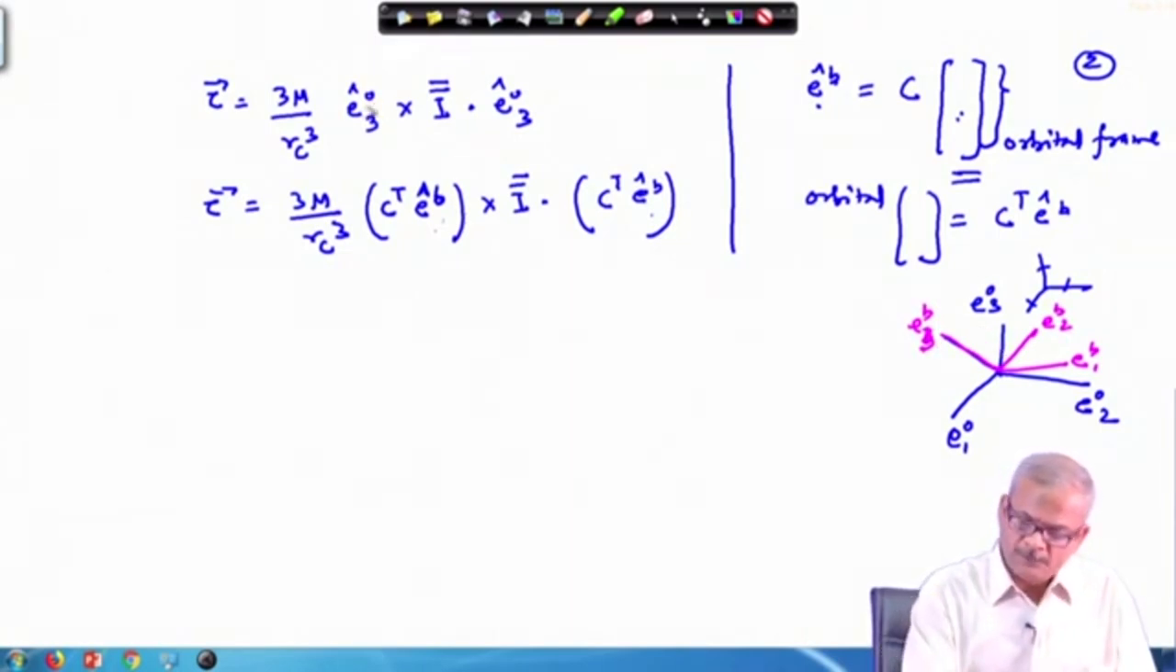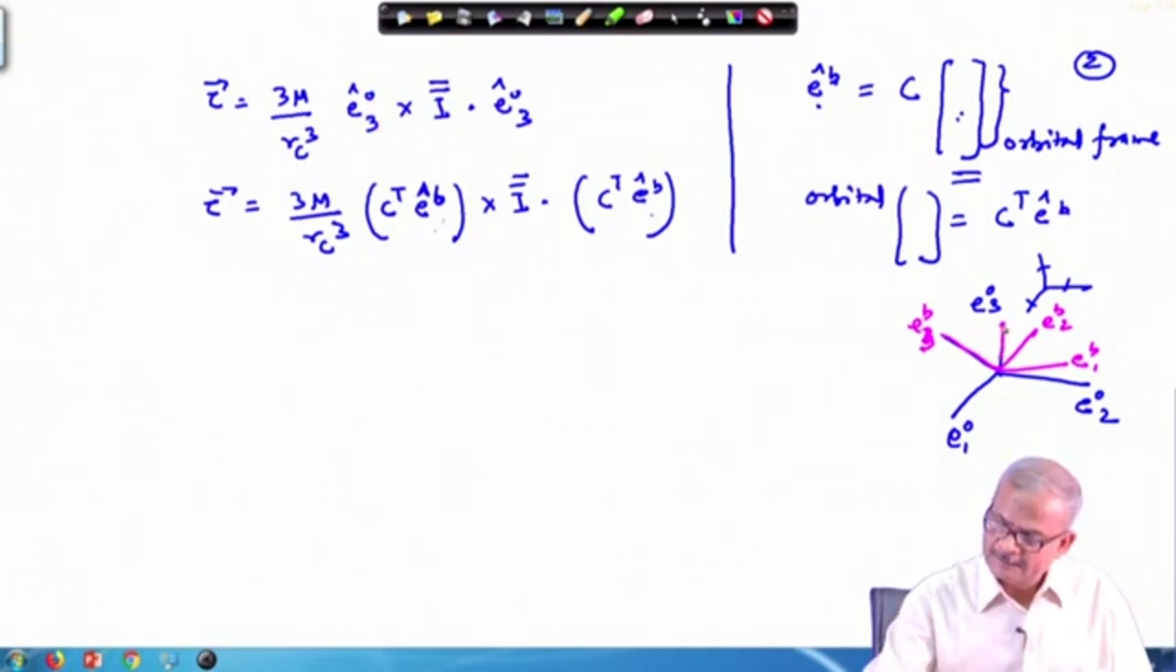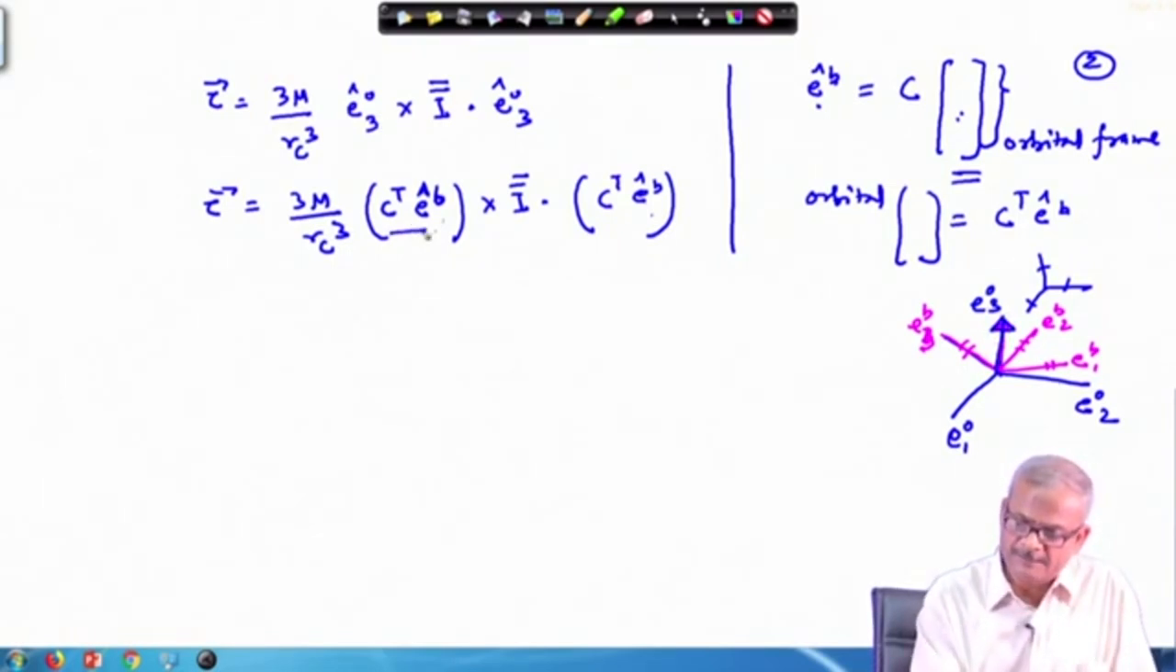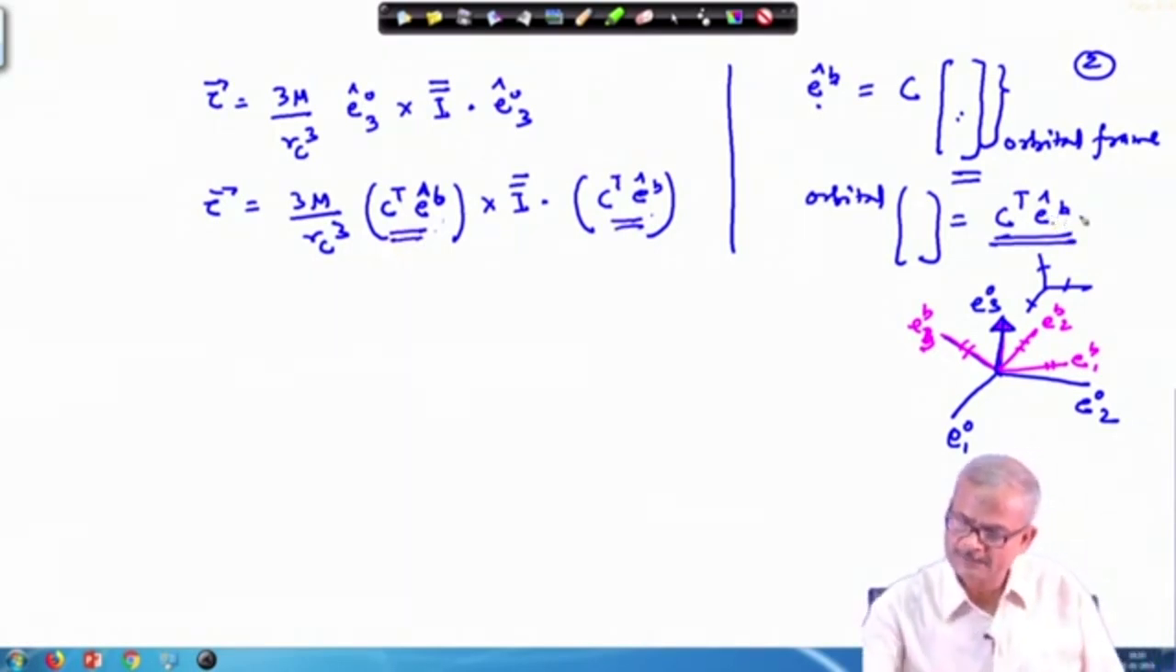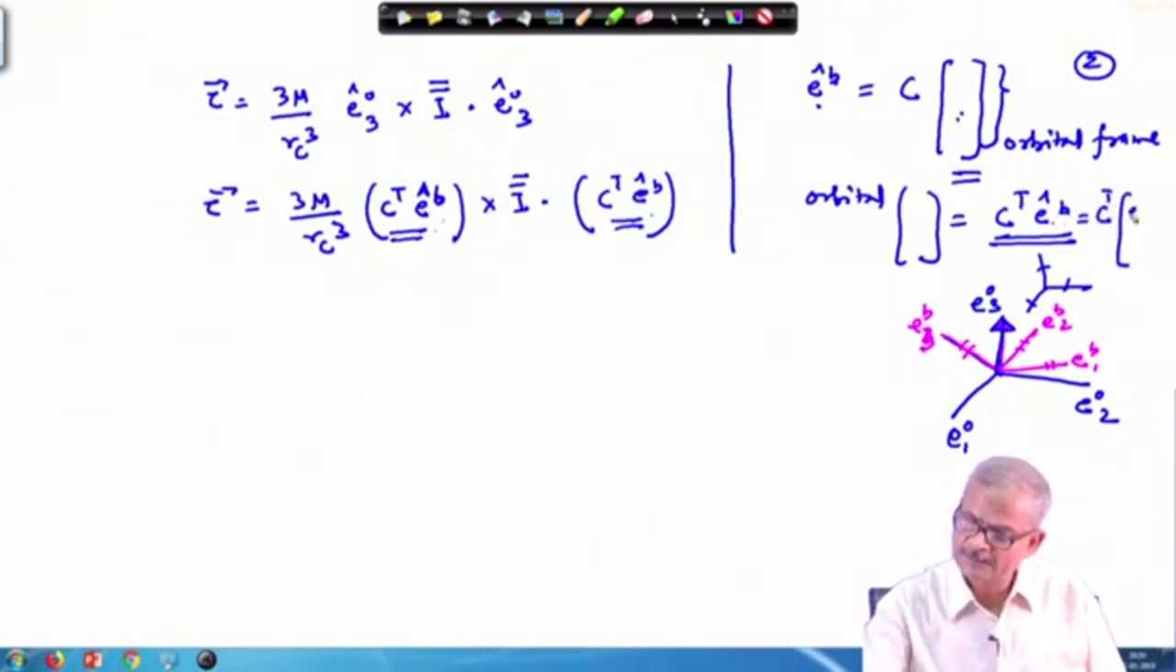Okay. So, E_O3, this is the vector here. This vector will have components along all these three directions in the body frame. This is a vector along the E_O3 direction. So, that unit vector is given by this quantity. This is what we have done: we have expressed it in terms of E cap B. This means that this is C transpose times E cap B1, E cap B2 and E cap B3.